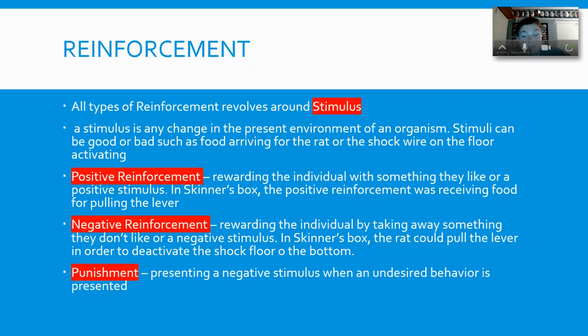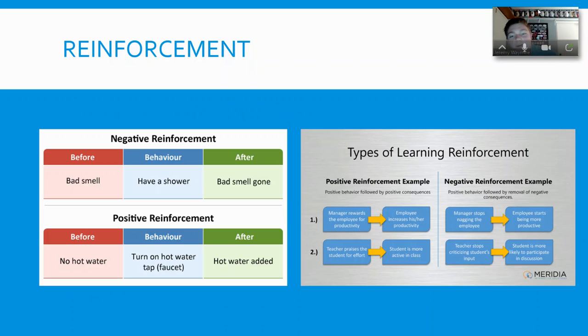And then there's punishment, which is presenting a negative stimulus when an undesired result is presented. That is something that Skinner didn't exactly stress that much, but it is important. This is like giving a student a negative stimulus, such as making them go sit in the corner if they get too out of control or hyper and can't handle themselves. Punishment is a part of that.